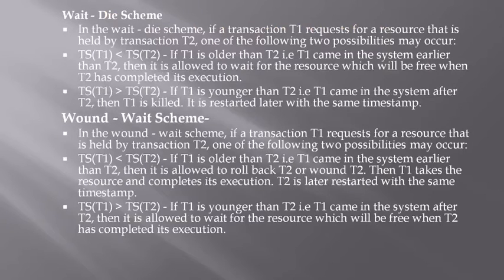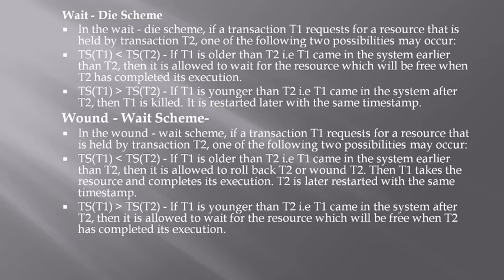So the first method is the wait-die scheme. What does the wait-die scheme mean? If a transaction T1 requests a resource that is held by transaction T2, one of the following two possibilities applies. T1 and T2 are two transactions in the database operations. So first, the timestamp of T1 is compared with the timestamp of T2. There are two conditions: T1 less than T2 and T1 greater than T2. So there are two conditions.